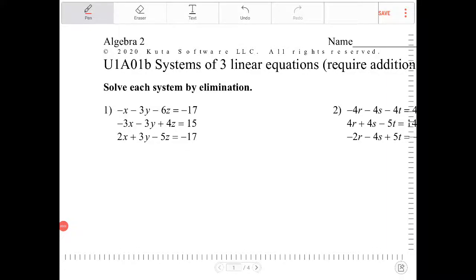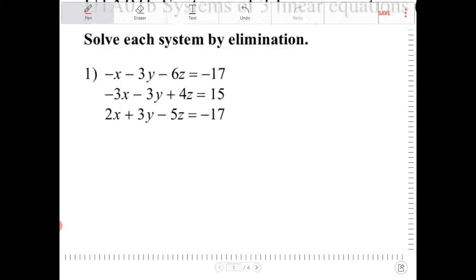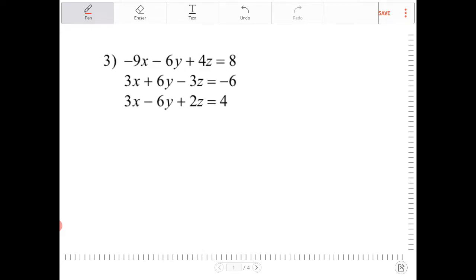In this lesson I am going to go over exercise U1A01b, which is solving a system of 3 linear equations. Now in the previous video we went over this question over here already. I am going to go over another question, which is this one right here. I encourage you to pause the video and try this out on your own, see if you can use the same technique that was displayed in the previous video for this problem here.